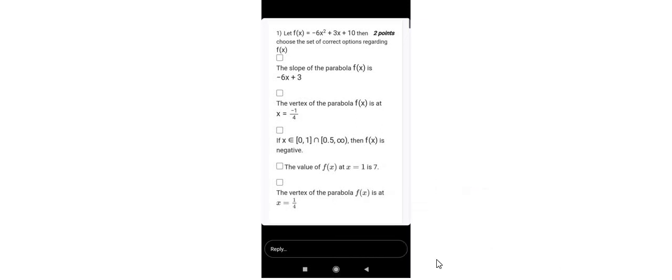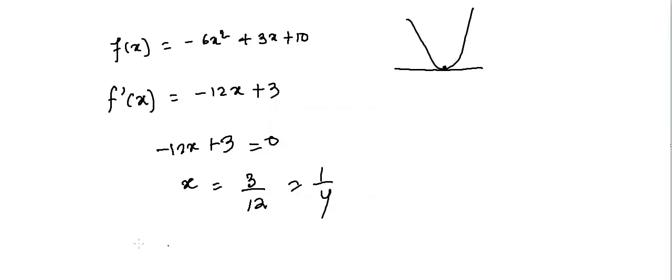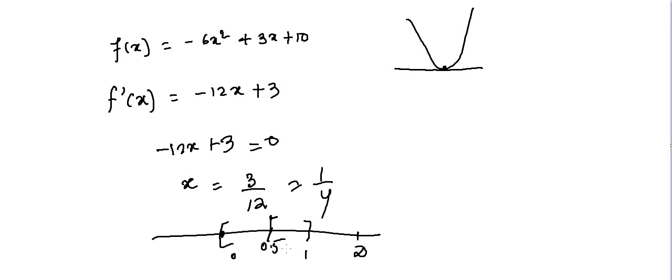Moving on to option C, if x is an element of the closed interval 0, 1 intersection with the closed interval 0.5, infinity, then f of x is negative. Let's first of all find out what set they are talking about. So basically this is our number line where it is saying that a closed interval 0, 1, this is 0 and this is my 1, somewhere here lies 0.5 and somewhere it lies infinity. So if you intersect, this value is going to appear.